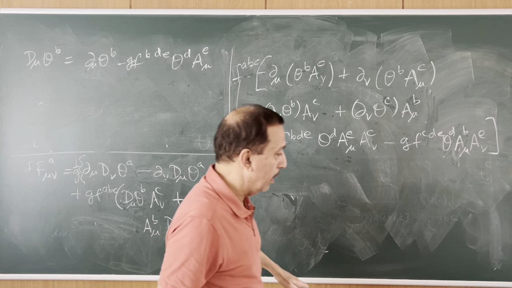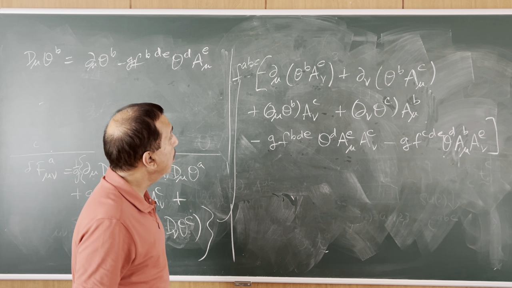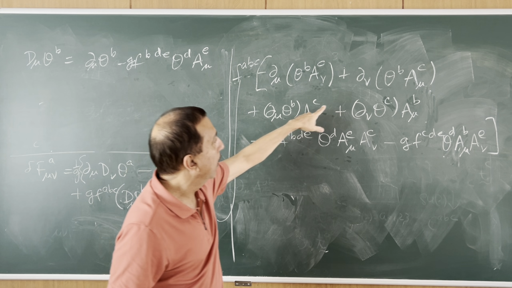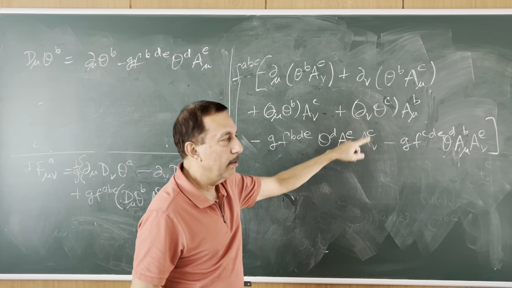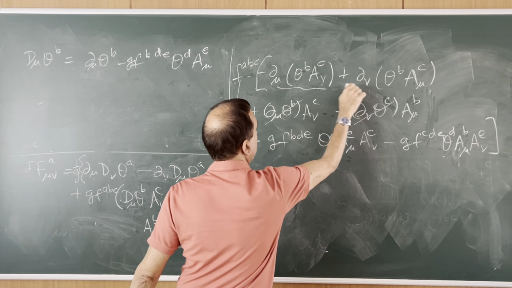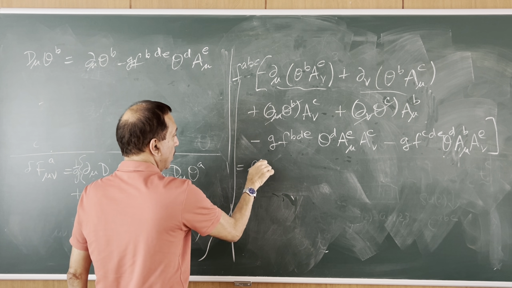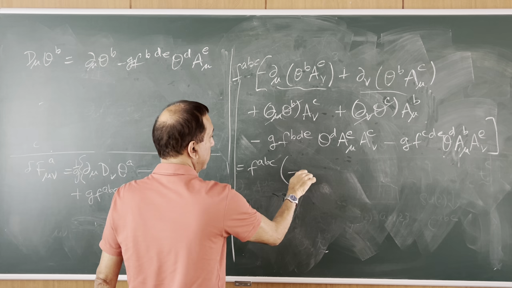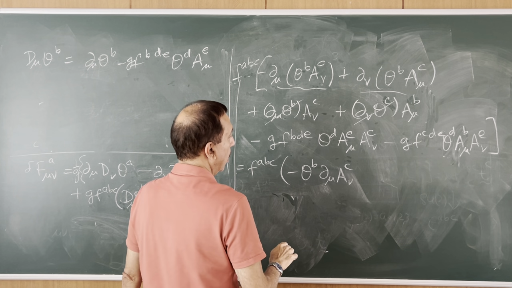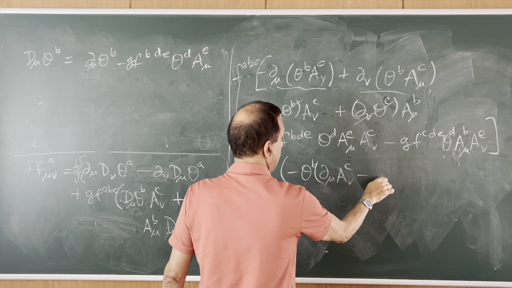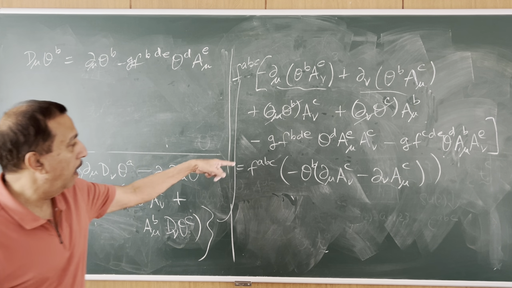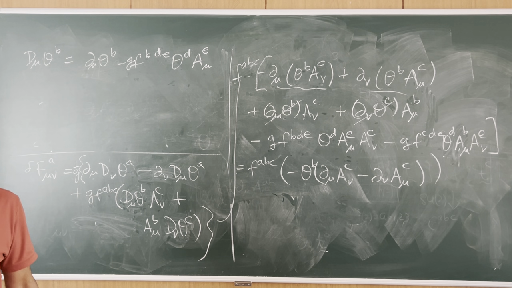And now we see some good things happening. A few terms cancel. For example, here, if this del acts on theta, it cancels this. And here, if this del acts on theta, it cancels this. So these terms are gone, and those terms can be replaced. So this becomes FABC minus theta del mu A mu C. And actually, I can write this del mu A mu C. The first line has become this. Is this good?